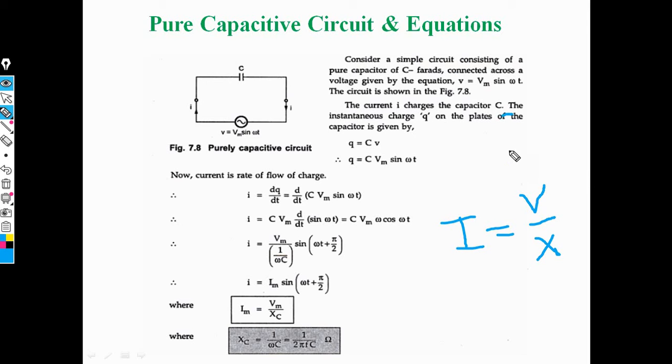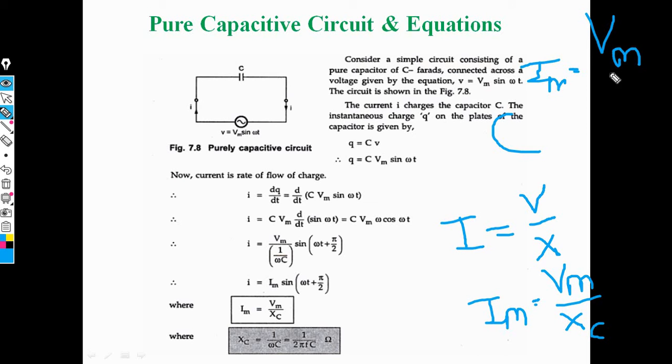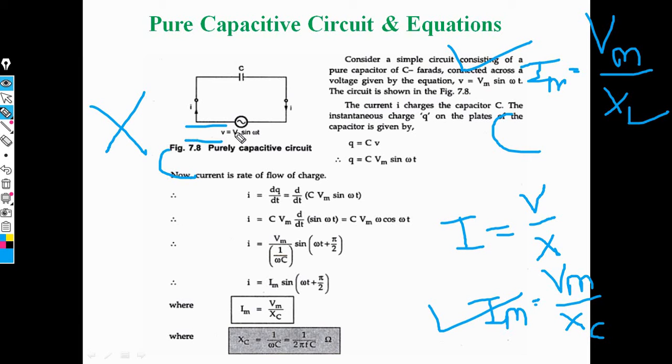Okay, then we have considered the capacitor, that is Im is equal to Vm upon Xc, where C is for capacitor. For inductance, Im is equal to Vm upon XL. This is for inductance and this is for capacitor, that is Im is equal to Vm upon Xc, but Xc is equal to 1 upon omega C, but omega is equal to 2 pi f.